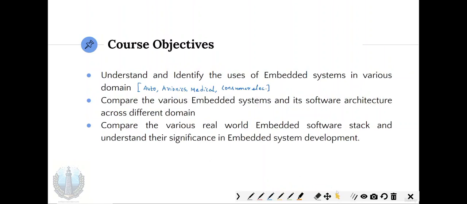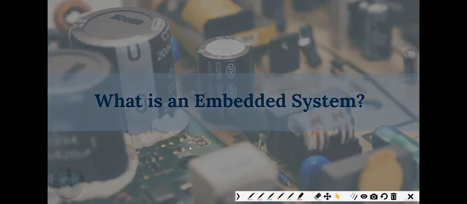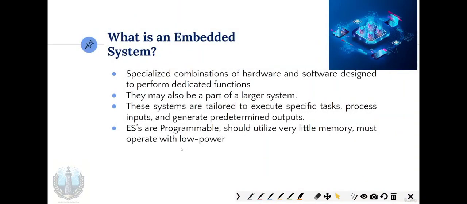Let's get started with the formal definition of embedded system. So what is an embedded system? We will try to define the embedded system through various literature. So you will find different kind of definitions about embedded system. This is one of our version where embedded system is a specialized combination of hardware and software designed to perform a dedicated function. So the key word here is the dedicated function. Embedded system is meant to perform a dedicated function.